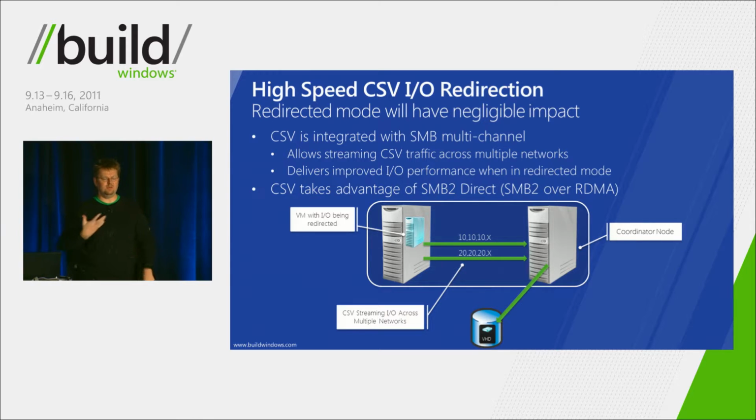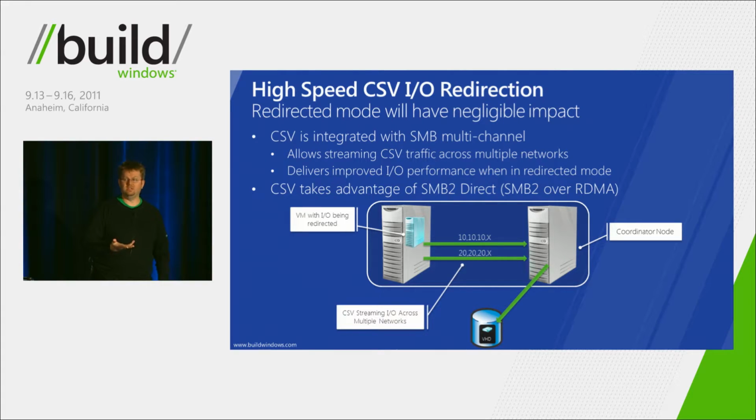One of the things we've done is integrate with many of these new SMB features, for example SMB multi-channel. For CSV today, I should say in 2008 R2, we can only stream I/O over a single SMB session between the nodes in the cluster. Now we can set up multiple SMB sessions and stream CSV traffic between the two, redirecting I/O between nodes.